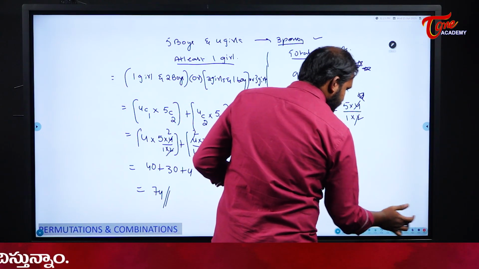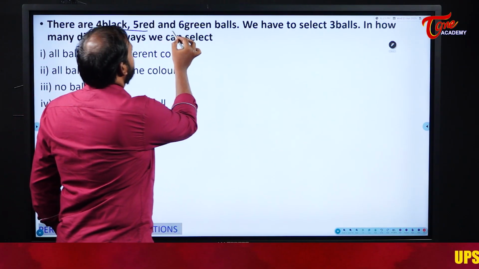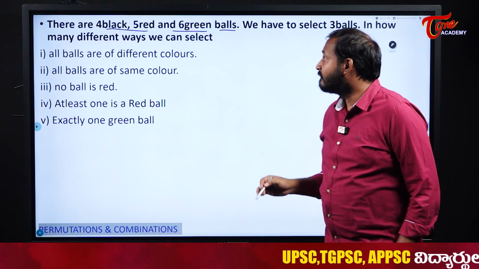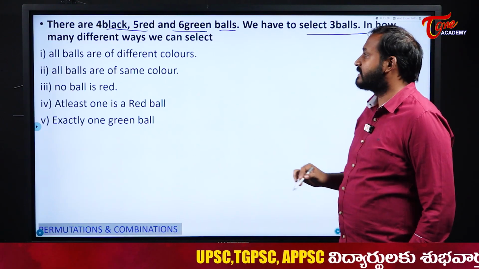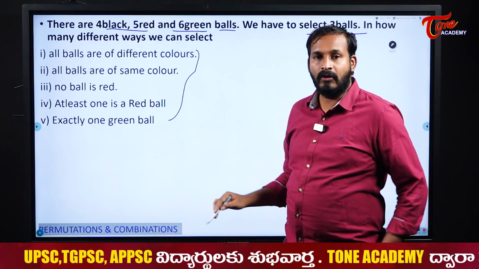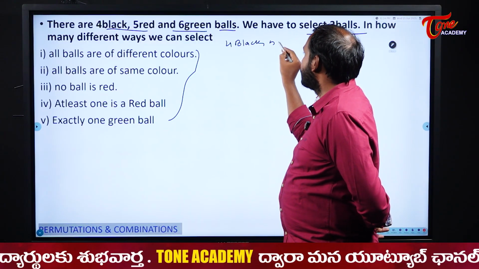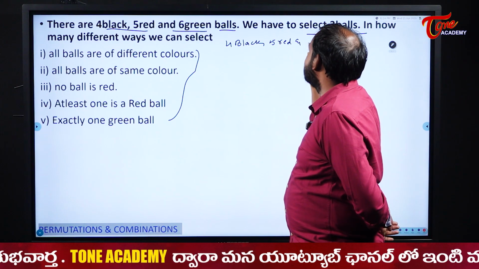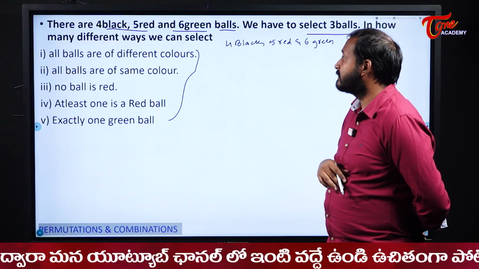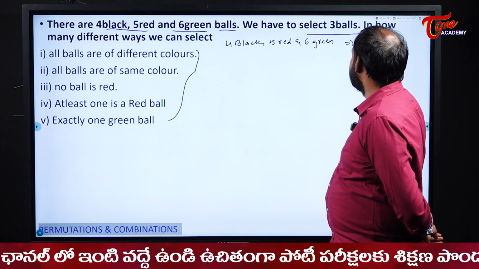Right? Next question. Now, see here, there are 4 black, 5 red and 6 green balls. This question is related to balls. We have to select 3 balls. In how many different ways can we select under these conditions? So total, how many are available for me? There are 4 black, 5 red and 6 green balls. And from them I need to choose just 3 balls.